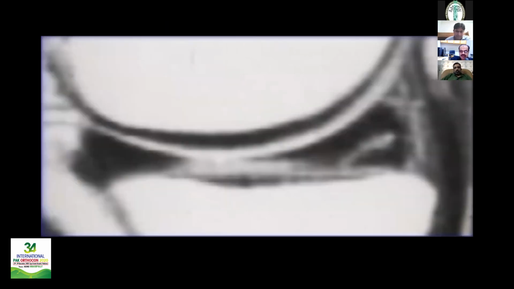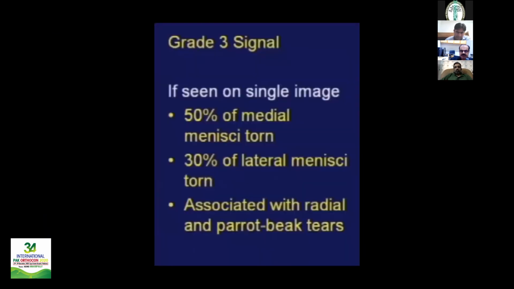Secondly, if you see an abnormal signal which is extending to one surface, and it's on only one slice of the images, then there is a possibility of tear, which is about 50% in the case of the medial meniscus, but 50% of the time it could be just some error showing an abnormal signal extending to the surface. And in the lateral meniscus, it's only about 30% true tears. So you need to either confirm it in two planes, or you should have seen it in at least two contiguous planes. That's where you are going to see the tear more clearly.